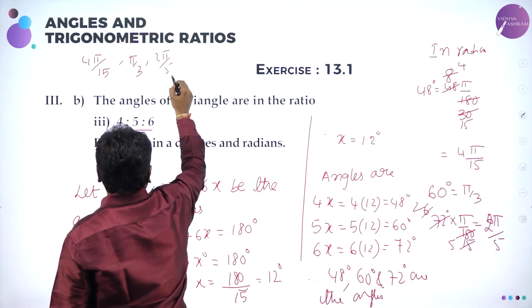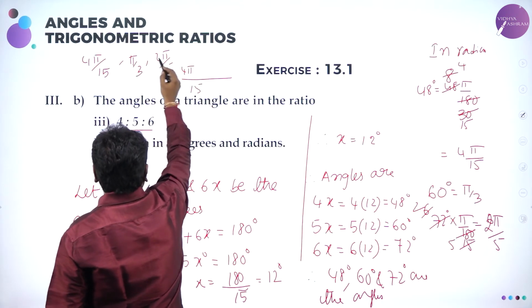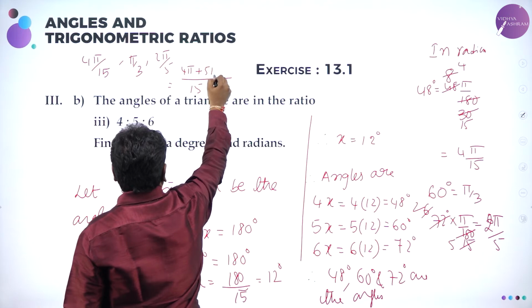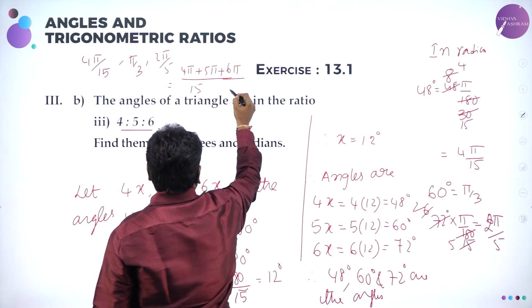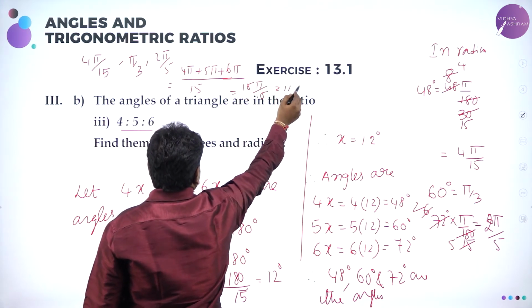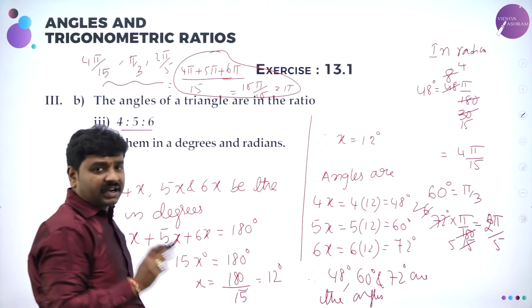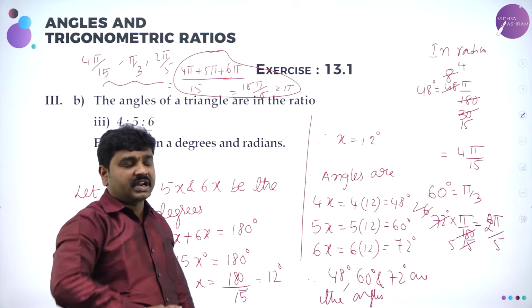So now if you find the LCM, LCM is 15. So it will be 4 pi, and 3 fives are 5 pi, plus 3 twos are 6 pi. If you add this, 15 pi by 15, that will be pi. This is verification, this is not required. You can stop it here. These are the angles in radians. So we have done all the problems of triangle.